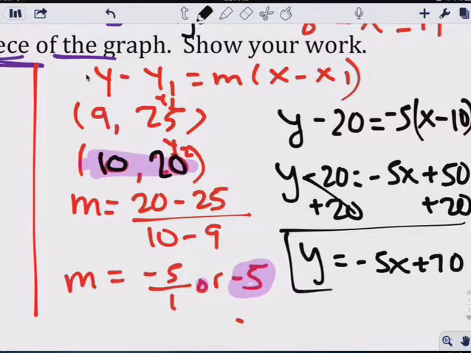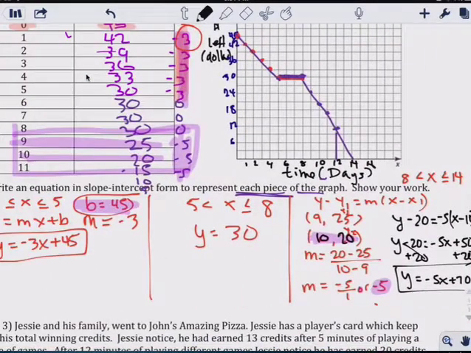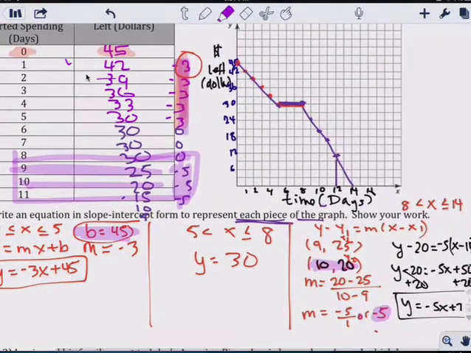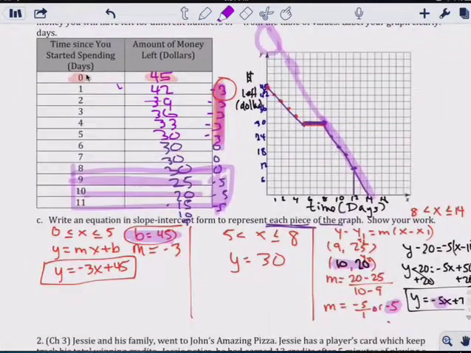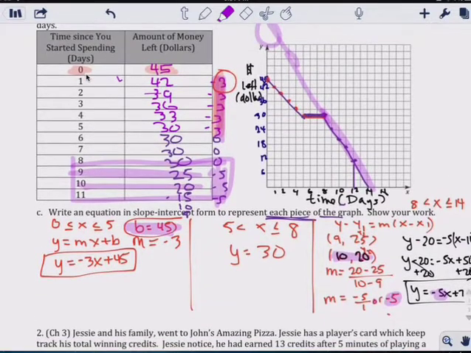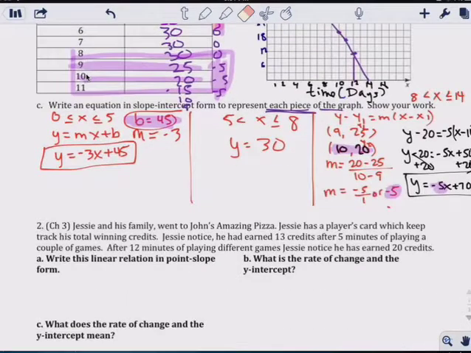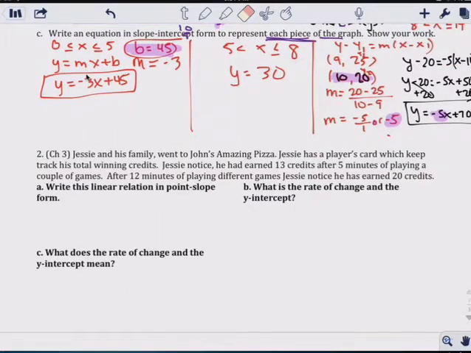Let me check and make sure it's correct. For that line, it is going down, so my slope of negative 5 is right. And 70, that's possibly correct. That 70 might be there for my y-intercept. So always double check before you move on. If you need more time on a test, ask me nicely, and most likely I will always say yes.